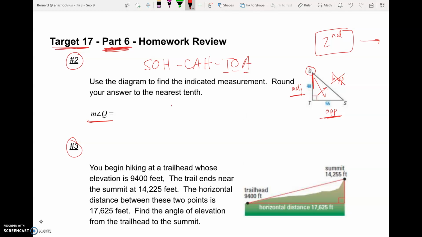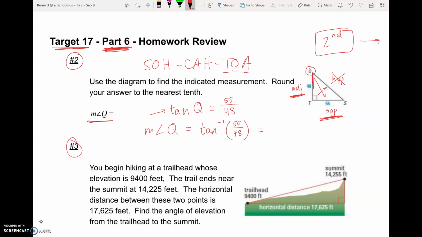So angle Q will equal the tangent, and we don't know angle Q, so we'll just write a Q for now. And remember, these trig functions always equal fractions, so it's opposite divided by adjacent: 55 divided by 48. And then we want Q, so we are going to do the opposite of the tangent, which is the tangent -1. We'll type that into our calculator. In the parentheses, we'll type 55 divided by 48, and what we get will be our answer.